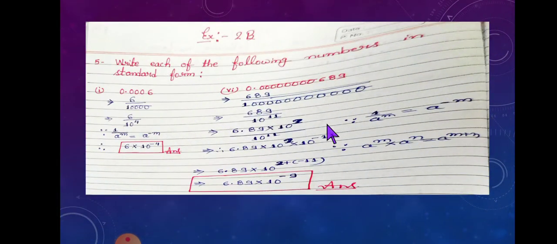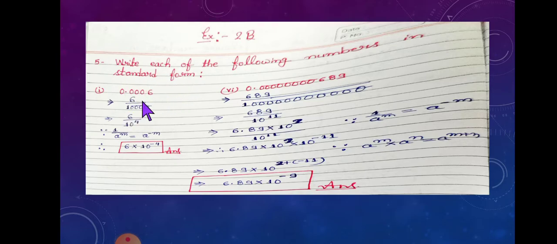Good evening, class. Today we are going to start exercise 2B, question number 5. Our question number 5 is: write each of the following numbers in standard form. Once again I repeat this question: write each of the following numbers in standard form. Decimal numbers are given and we will convert them into standard form.